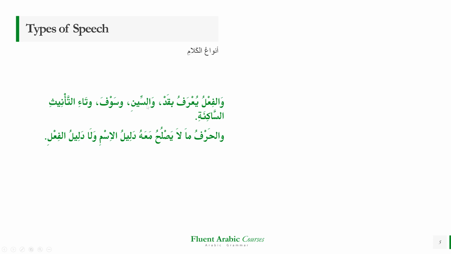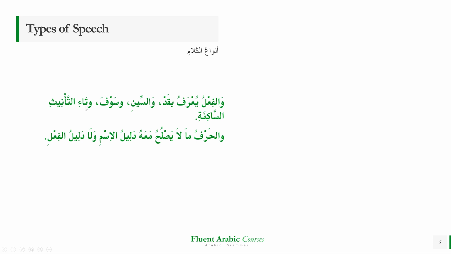That does not make sense. So qad is an indicator of the verb. The next indicator is the seen, which is used to show the future tense. If I say sa'adhabu, sa'ajlisu, sa'aqumu, all these are verbs, because the seen can only be joined with a verb. Similarly, we have sawfa, which is also used to show the future tense. سوف أذهب إلى البيت. سوف أصلي في المسجد.